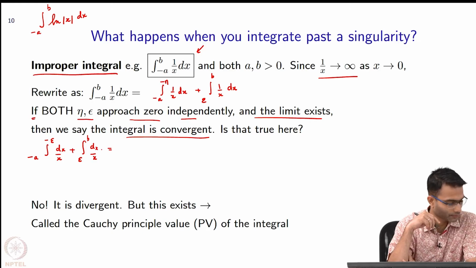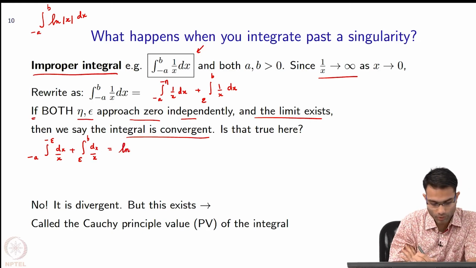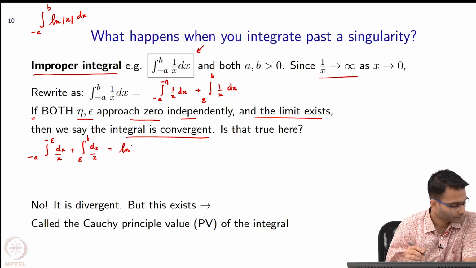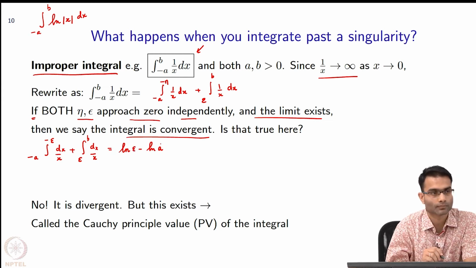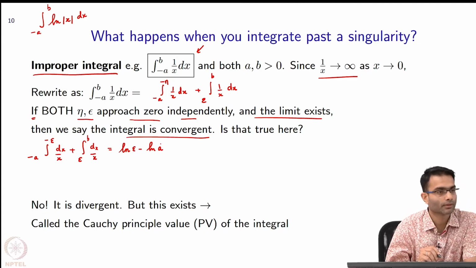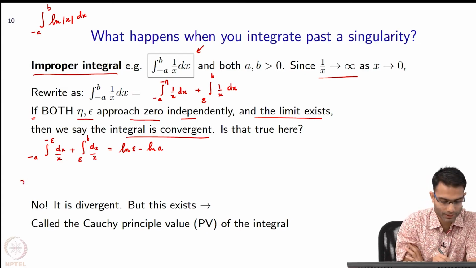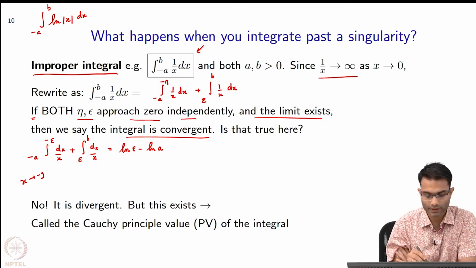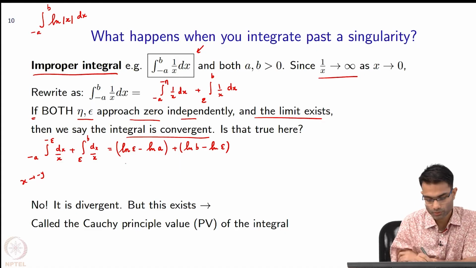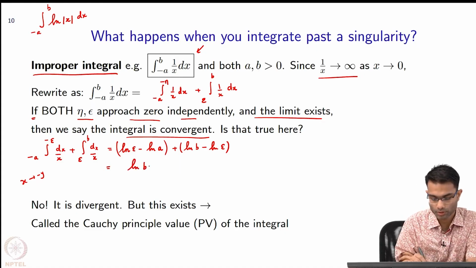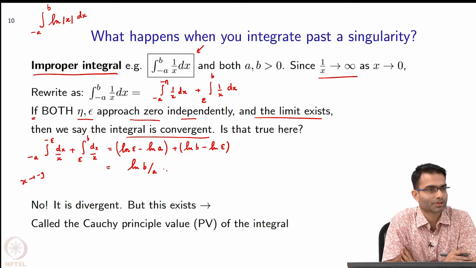What will I get over here? Log of, what do I get? Okay. Simple integration, just do a change of variables, x is minus y, that is what you get. First term. Second term, log of b minus log of epsilon. So, what is that equal to? Log of b by a.